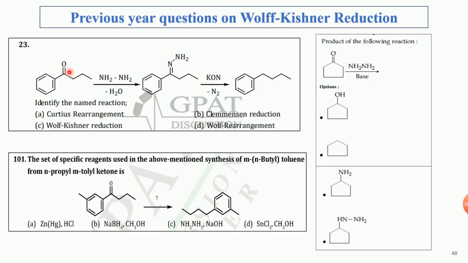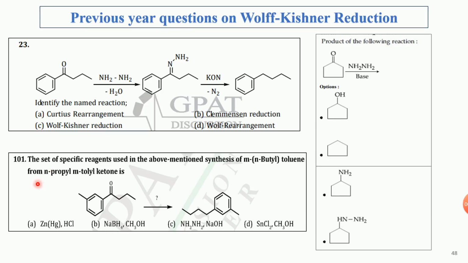So we know that ketone is converted into alkane. This carbonyl functional group is converted into the methylene group, and this is possible by two reactions, Wolff-Kishner reduction and Clemmensen reduction. But in Clemmensen reduction, we know acidic condition provided by HCl is used and zinc amalgam is used as a reducing agent. In Wolff-Kishner, hydrazine and strong base KOH are used. So this is the Wolff-Kishner reduction reaction, and option C is correct.